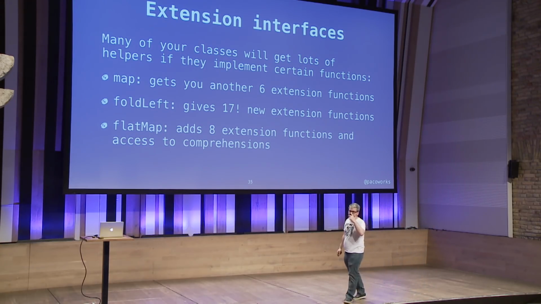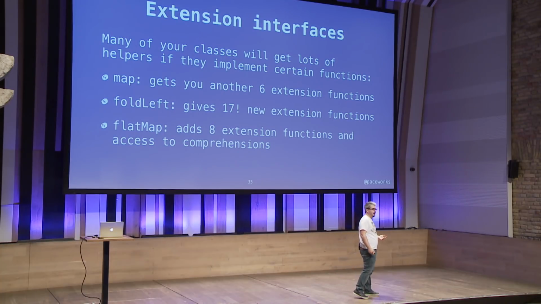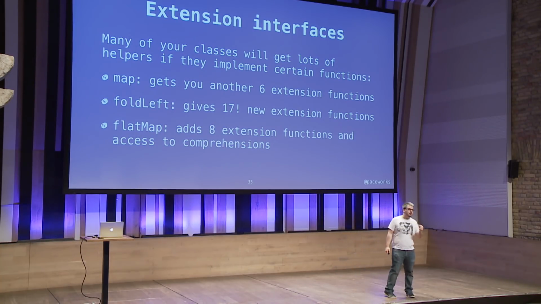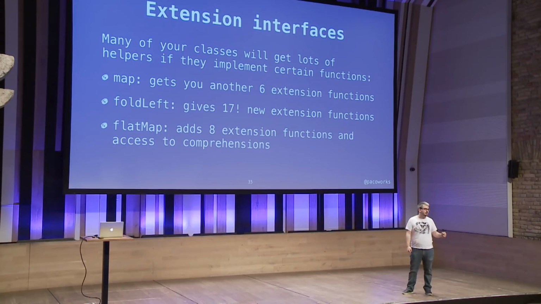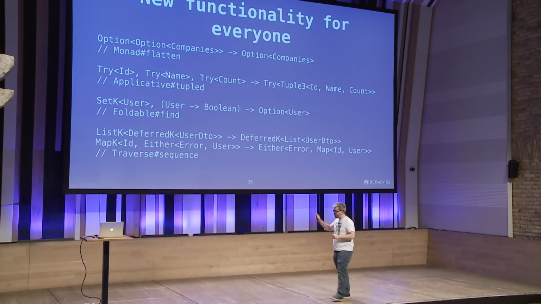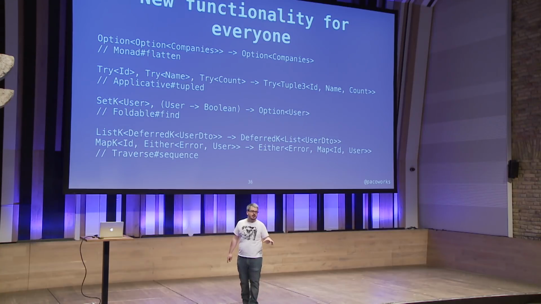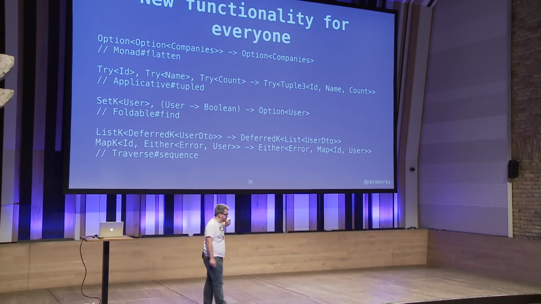Flat map, you know this one, is the one where you say, hey, I'm going to continue my execution into a different place. We can give you another 8. And also, we give you access to comprehensions. We give you access to coroutines or coroutine syntax for your current abstractions. So let's see some examples. New functionality everywhere. I'm going to be using examples from within the library, but you can imagine you can apply this to something else.